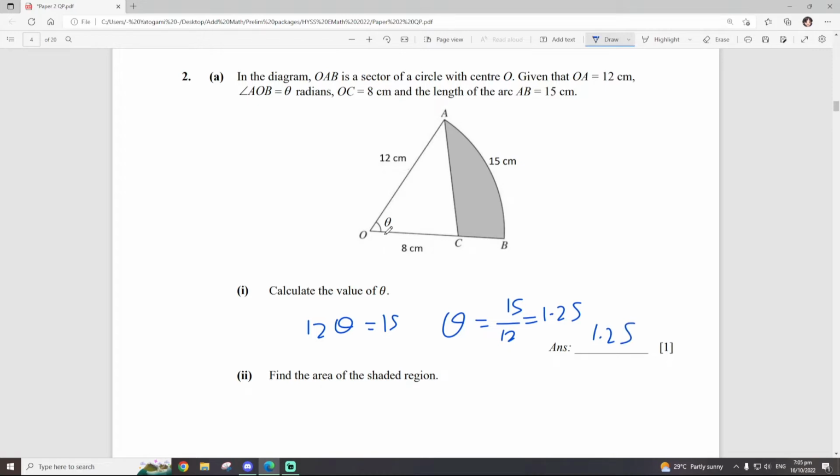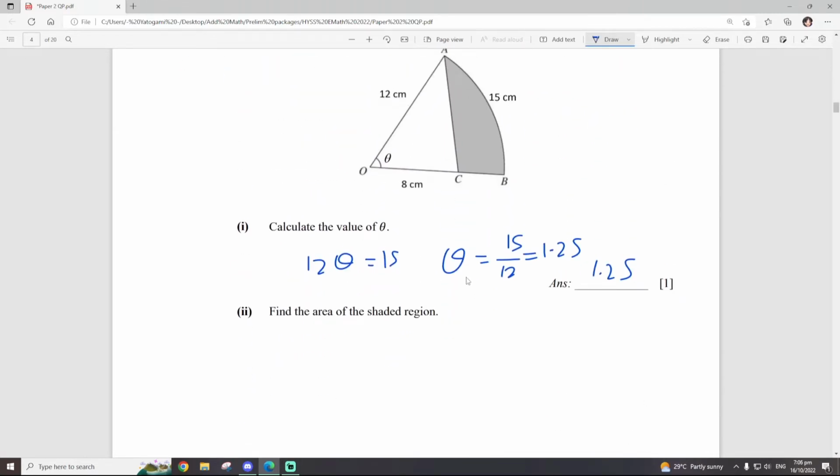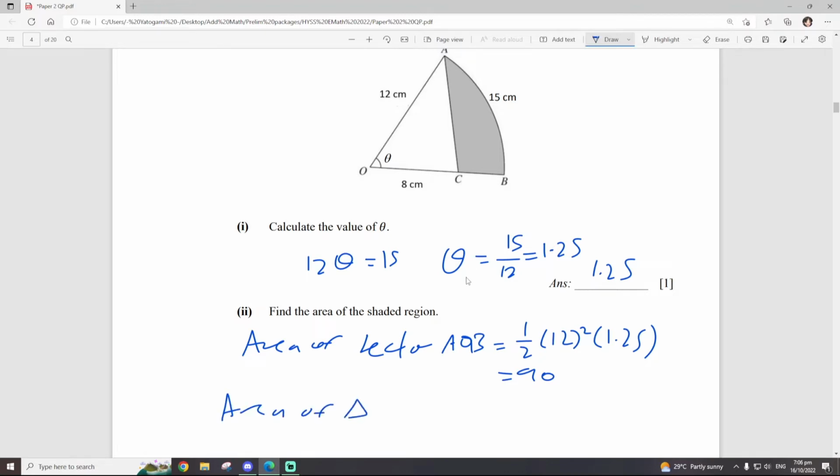Find the area of the shaded region. Okay, so for this, we can find the area of the sector first. So area of sector AOB will be half r squared theta. So half times 12 squared times 1.25, and then you get 90. Area of triangle AOC will be half ab sine C, right? So half times 12 times 8 times sine 1.25 radians. So make sure that your calculator's in the correct mode.